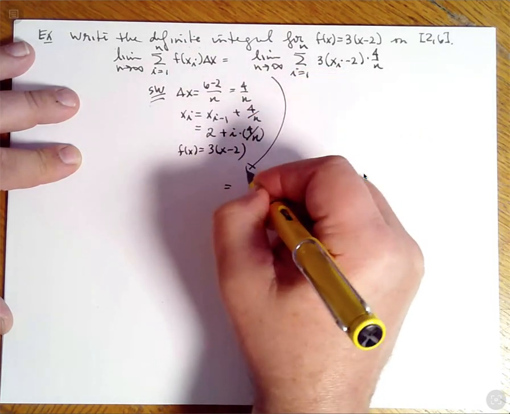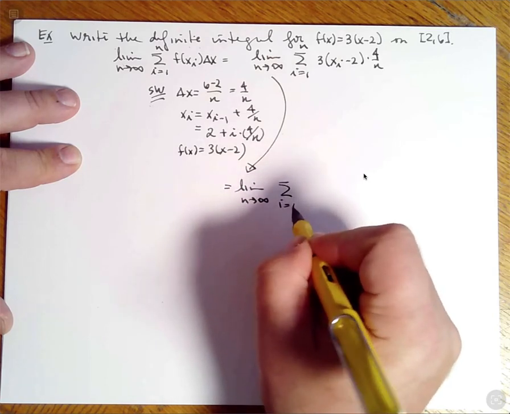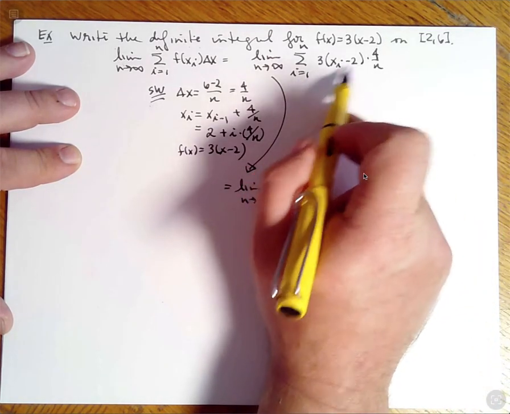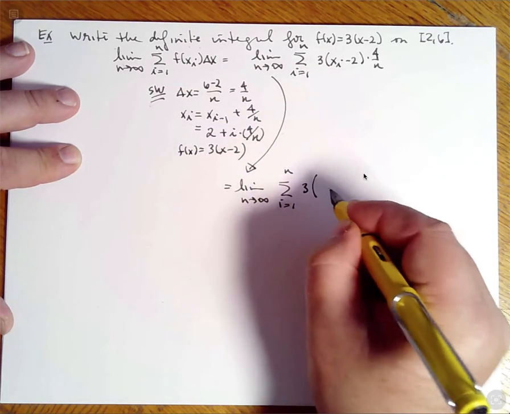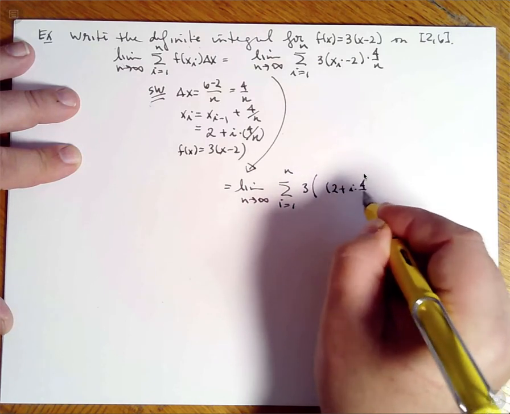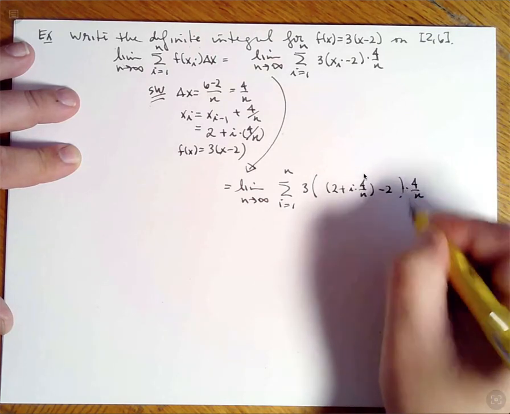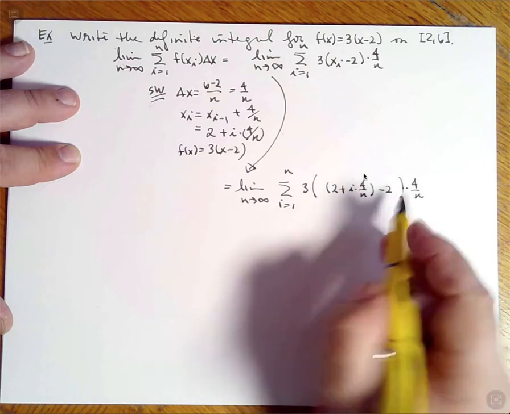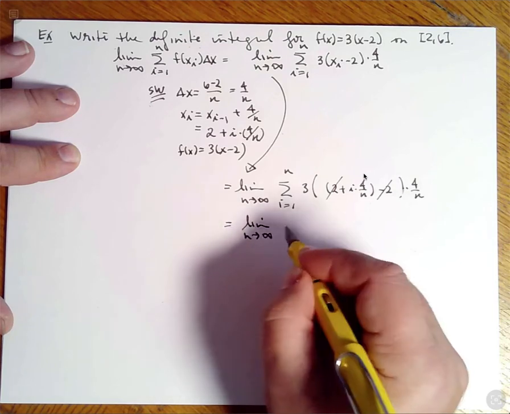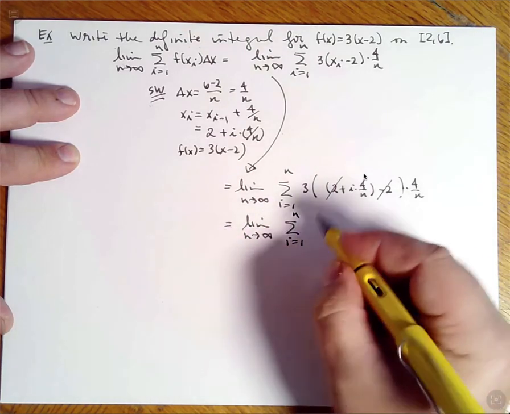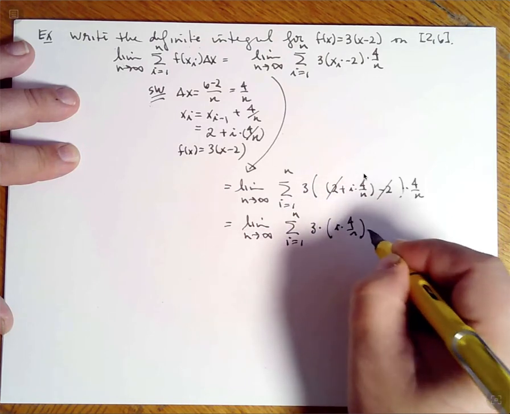So continuing this down here. This is the limit as n goes to infinity of the sum as i goes from 1 to n of 3 times xi minus 2. So we're going to put in xi. Here's my xi: 3 times 2 plus i times 4 over n, minus 2. Oh, look, I can simplify that a little bit more because I got 2 minus that 2. So the limit as n goes to infinity of the sum as i goes from 1 to n of 3 times i times 4 over n times 4 over n.